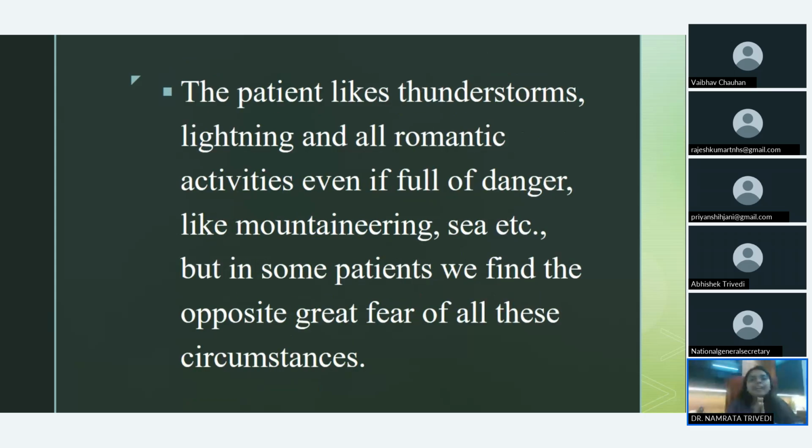The patient likes thunderstorm, lightning, sea bathing, beaches. Even he can do activities full of danger, like mountaineering and the sea. But in some patients, we find the opposite, very fearful. We can give carcinosin to those patients who like nature, lightning, thunderstorm. But on another hand, we can also give carcinosin to patients who are full of fears of nature and many things. Contradiction you can see. Okay. Now the guiding feature.